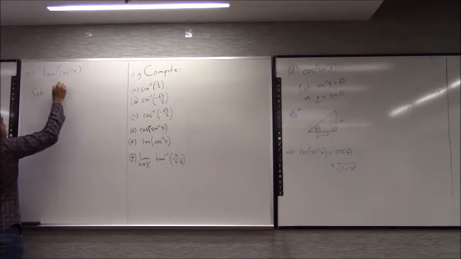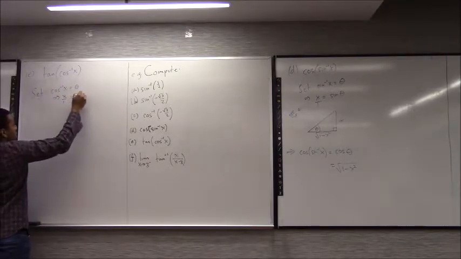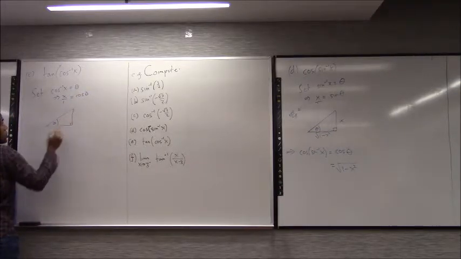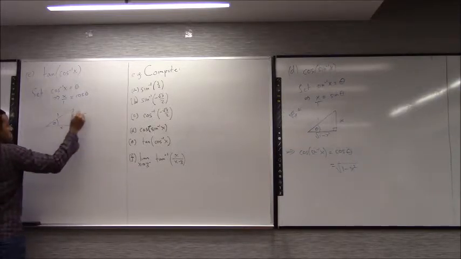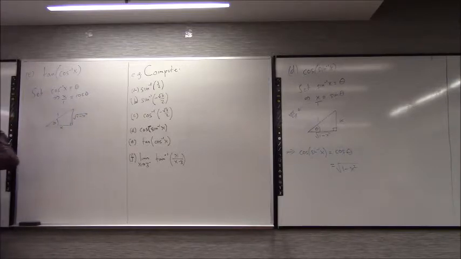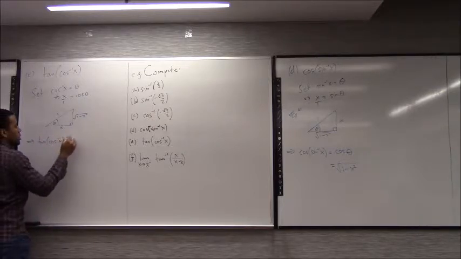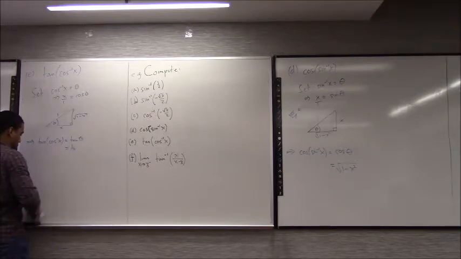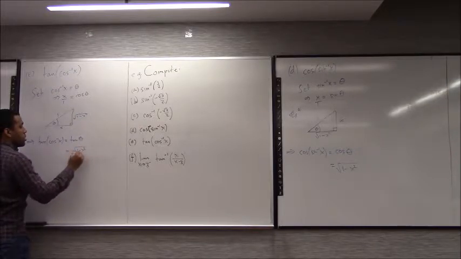Set cosine inverse here equal to theta. This would mean that x over 1 is equal to cosine of theta. So now you have the triangle where you have adjacent over hypotenuse. This side is the square root of 1 minus x squared. And so this would mean that tangent of cosine inverse of x is the tangent of theta, which is going to be opposite over adjacent.